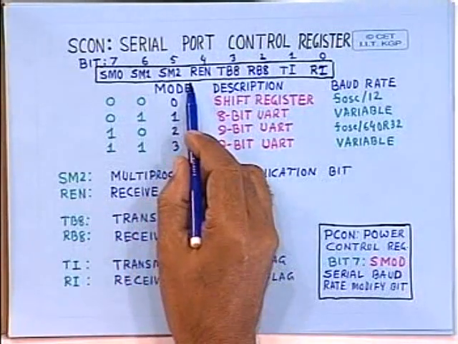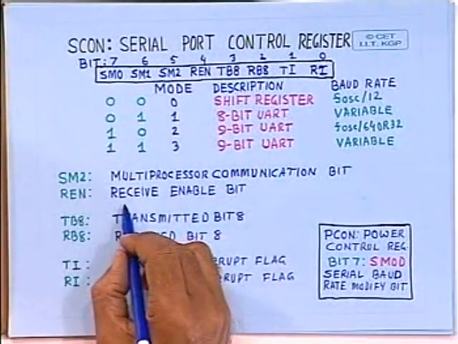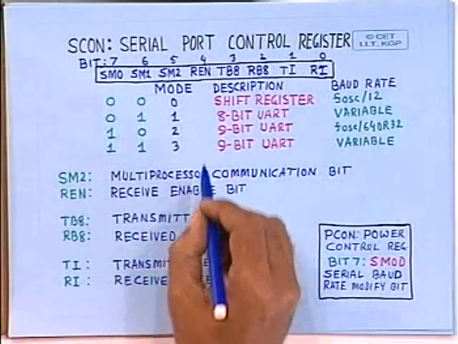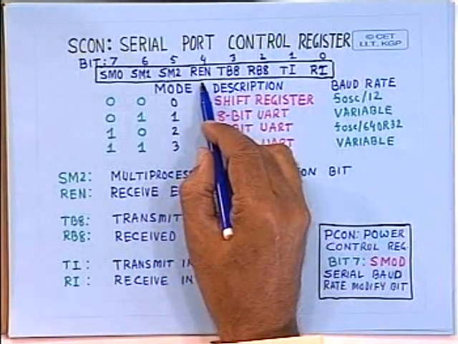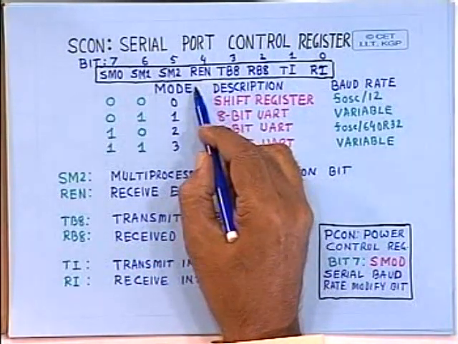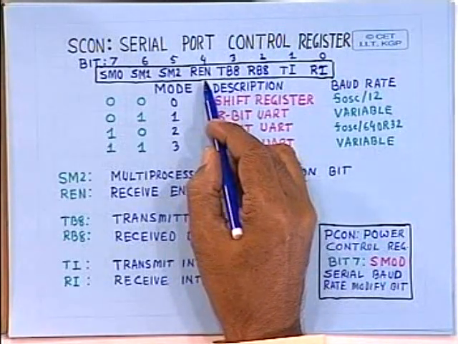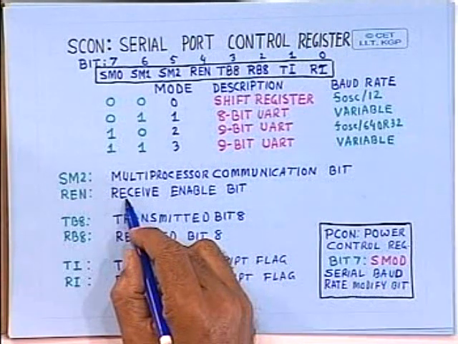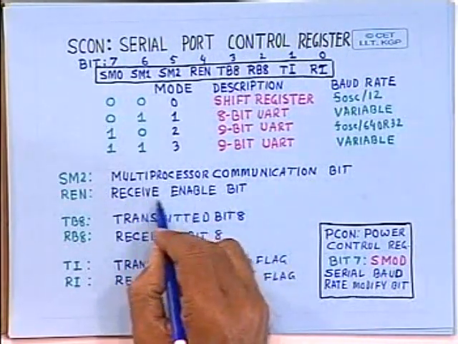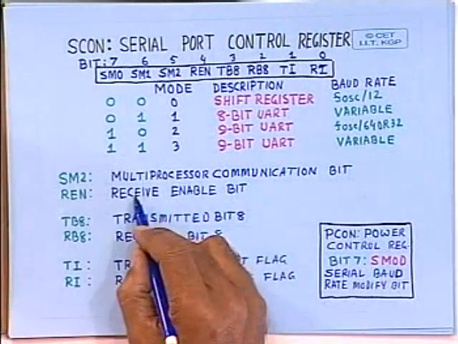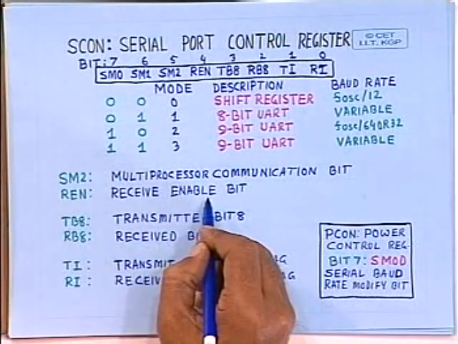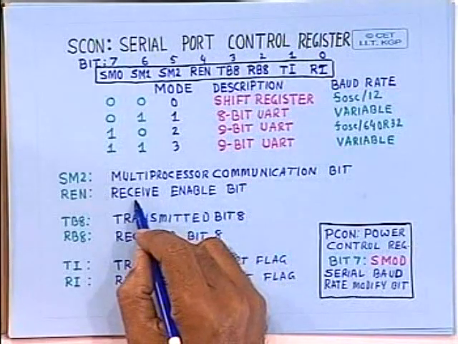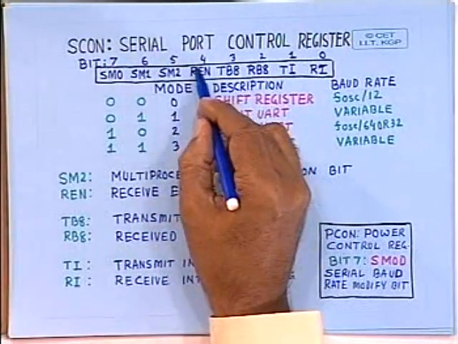Then you have the REN bit, bit 4, which is the receive enable bit. That means with the help of this bit, you can enable or disable receiving of data. If this bit is set to 1, which you can do with a bit manipulation instruction, receiving of data is enabled, or you can disable receiving of data by programming this particular bit.